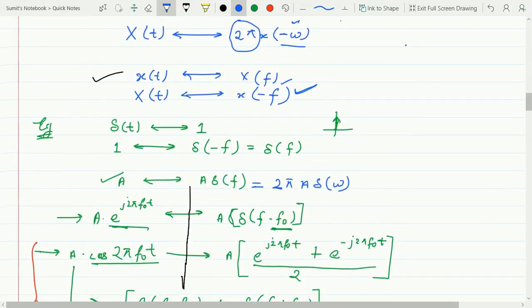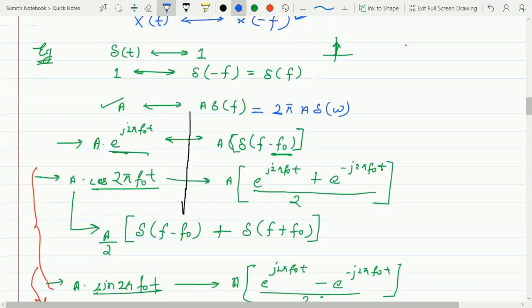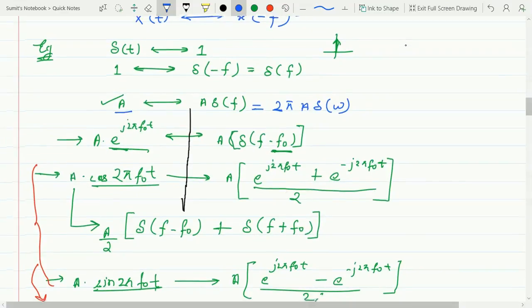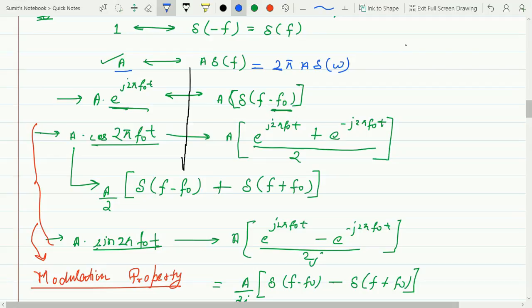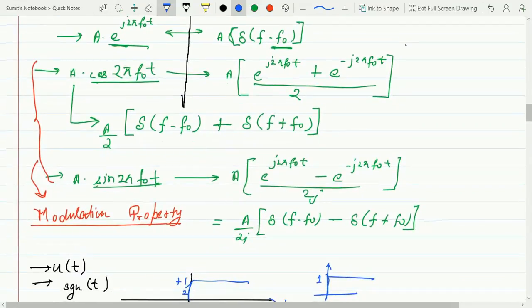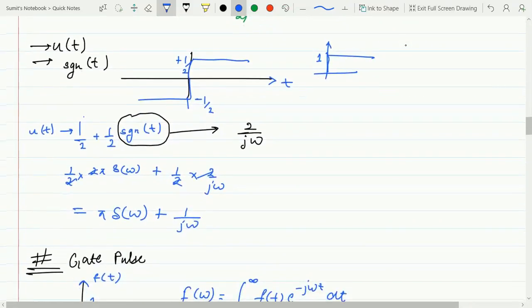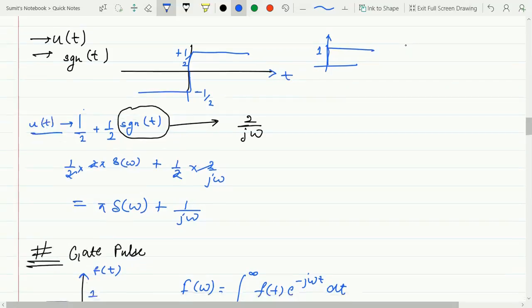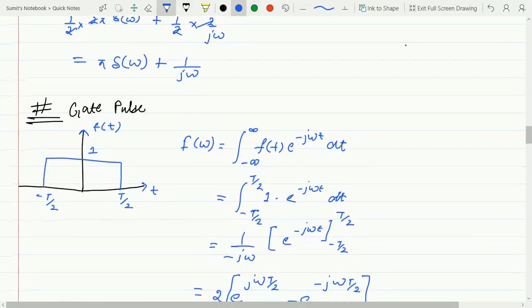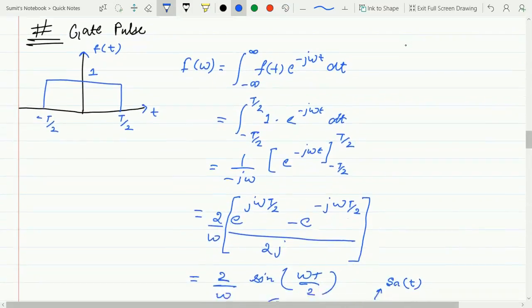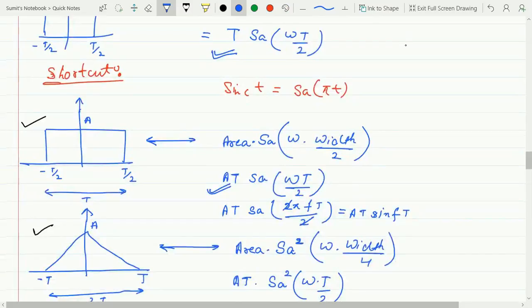Then we used this duality property to find the Fourier transform of a constant. We also found the Fourier transform for cos and sine functions, and we called it the modulation property. Today we'll solve a few questions on this property as well. Then we defined the Fourier transform for the unit step function. Then we defined the gate pulse, which was similar to a rectangular pulse but symmetrical about the origin, and we found the Fourier transform using the conventional method. Then I told you the shortcut to find this Fourier transform.